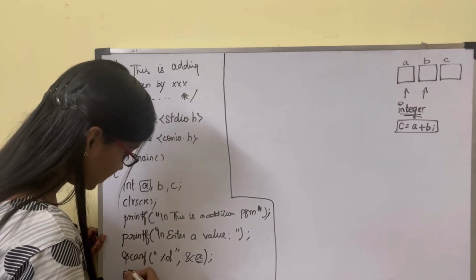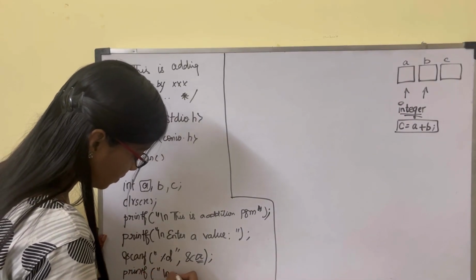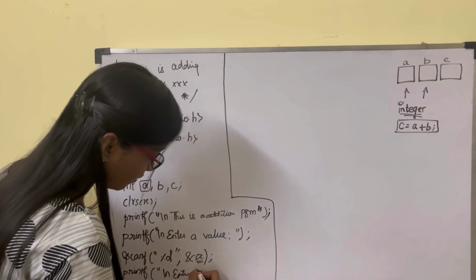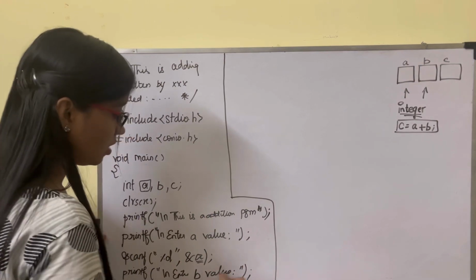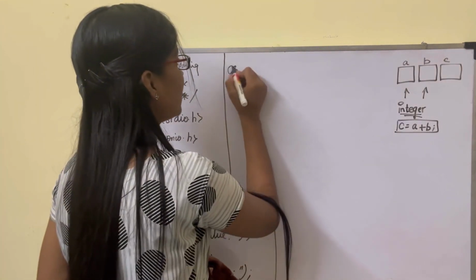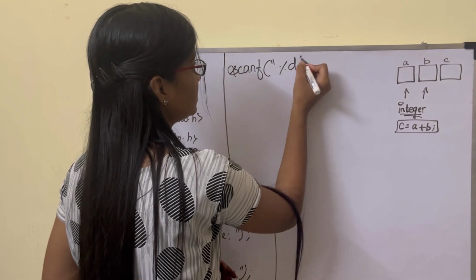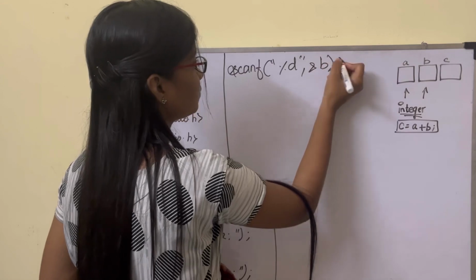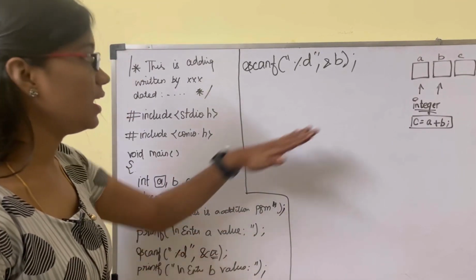What will be the next thing? I am going to enter the B value. So just for our understanding I am giving enter B value. For this, here I am going to give some value that should be accepted and stored in the B memory space, ampersand B. Okay, we have got two inputs, which we have stored in A and B.